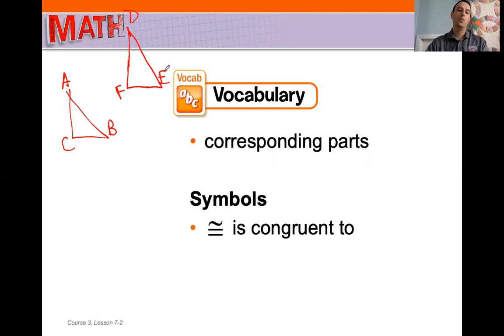So now, what parts are congruent to each other? What lines are congruent to each other? AC is congruent to what? DF. DF, that's right, Gracie.